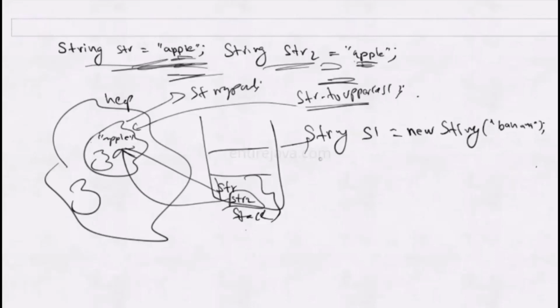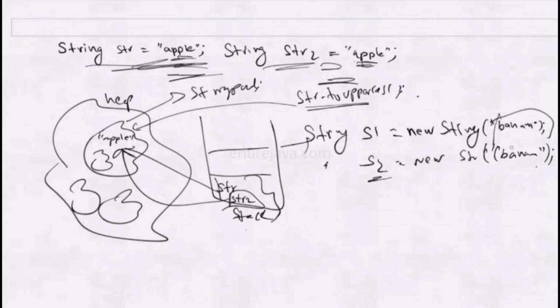Now let's say we have another statement, the exact same statement but with a different name. New String, say banana. Ignore the typo. Now this will create another object inside the heap memory. So although the strings are the same in this case, two different objects would be created in the heap memory.